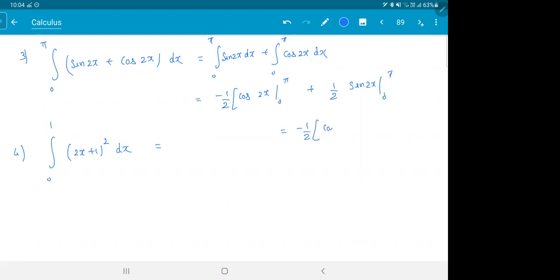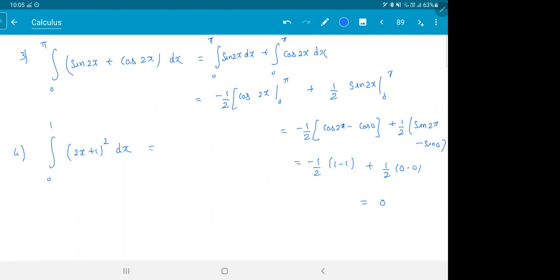So that would be cos 2 pi minus cos 0, sine 2 pi minus sine 0. Actually, all are zeros. This is 1 minus 1 plus half into 0 minus 0. 0. Got it? Cos 2 pi is how much? 2 pi is as good as 0 only. 360 degrees and 0 are the same.